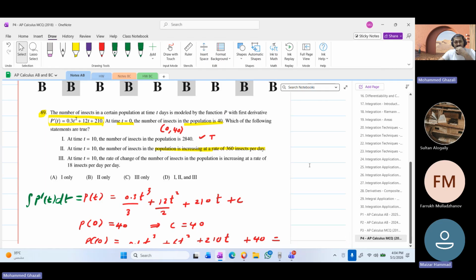Yeah, it's the rate. 360, mister. Yes, so it's correct. So 1 and 2 are correct. So the third one, that means, mister, immediately we need the answer to be D. Yeah, but let's just double check the third option as well.